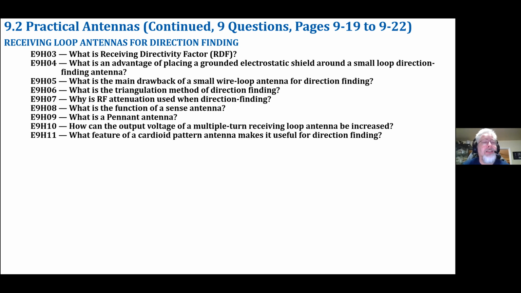All right, practical antennas. I lied. Receiving loop antennas for direction finding. I think this might be the last of practical antennas.